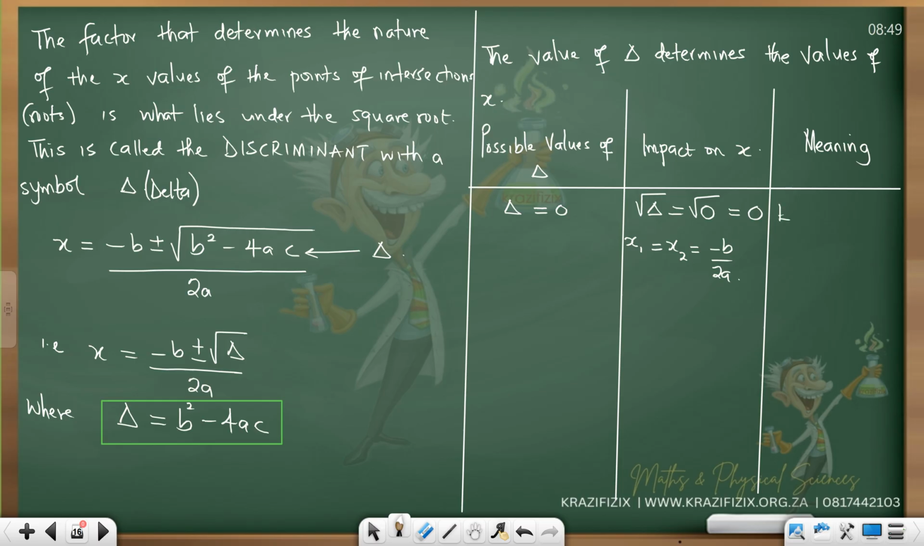It means I have what? Real values, these are real values. Real and equal roots. Don't worry, we're going to draw a few things to help us see. Just want to quickly set that foundation. When we say equal roots, x1 will be equal to x2. That's the first one.